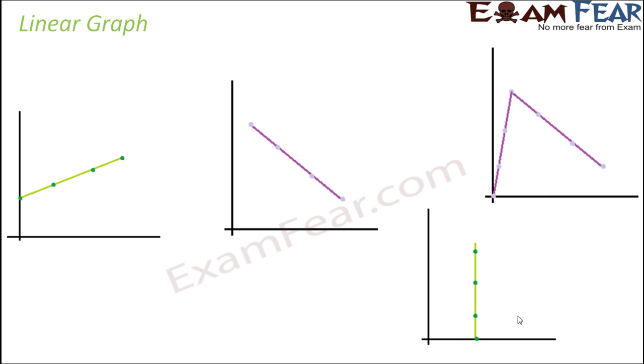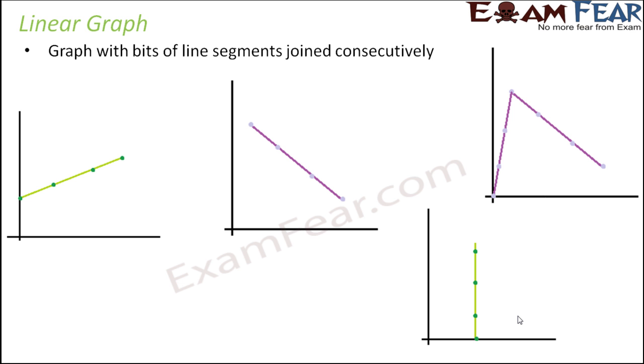A graph which is a straight line, or maybe a graph where you have small pieces of straight lines which are joined to each other, like bits of line segments joined together. So yes, a linear graph is a graph with bits of line segments joined consecutively. Here on the screen you see examples of a lot of linear graphs, where you have bits of line segments, like this is a line segment, this is another line segment, this is yet another line segment, and all of these line segments are joined consecutively one after another, and this makes a linear graph.